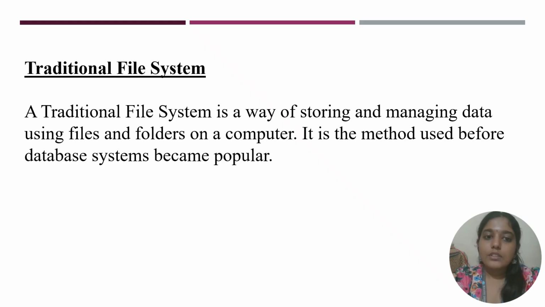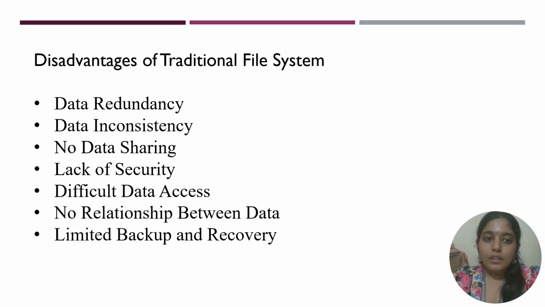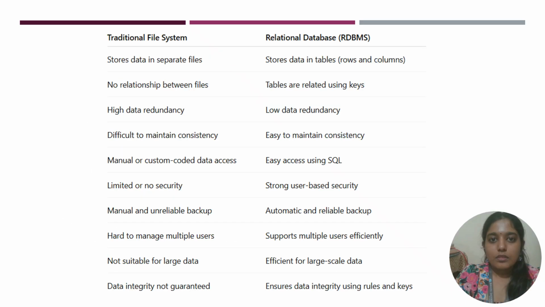Traditional file system. A traditional file system is a way of storing and managing data using files and folders on a computer. It is a method used before database systems became popular. And there are many disadvantages for the traditional file system, as the data is stored in files and folders. Data redundancy. There might be duplicate files which will cause a problem in the data storage, and data inconsistency. No data sharing, lack of security, difficult to access any data. There is no relationship between the data, and limited backup and recovery.